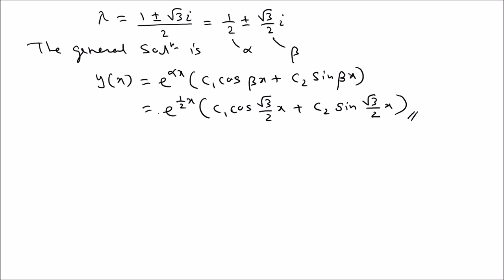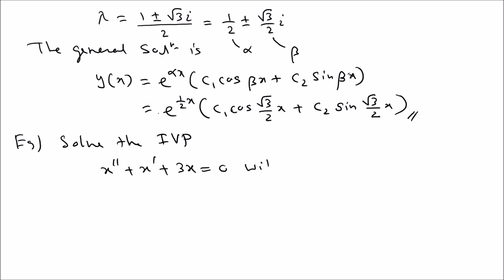And now what we can do is completely solve a problem with initial conditions as well, to see how it works, as the last problem of this type. So let's do that. Solve the initial value problem x double prime plus x prime plus 3x equals 0 with x(0) equals 0 and x prime(0) equals 22. Later we're going to solve this exact same problem using the Laplace transform method, and you can see how it works. But right now we're going to use the constant coefficient differential equation technique because that's much easier.